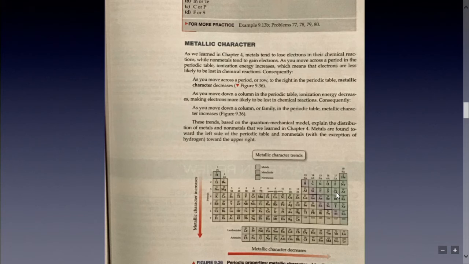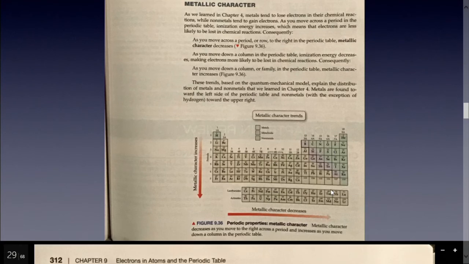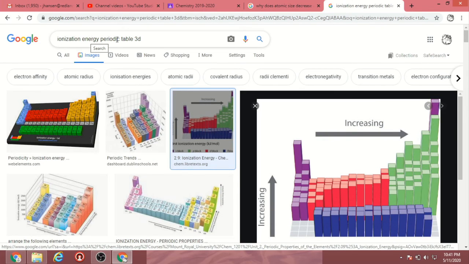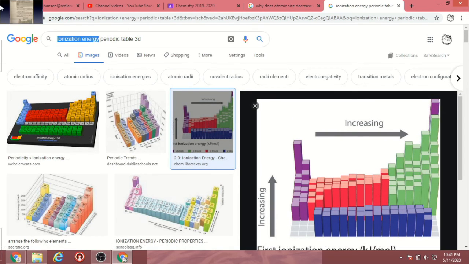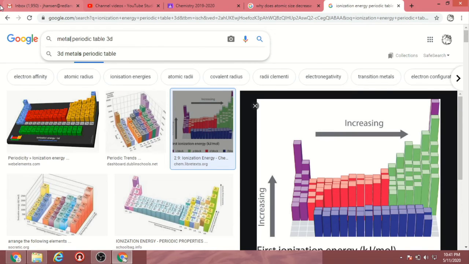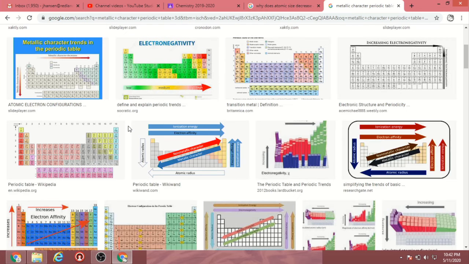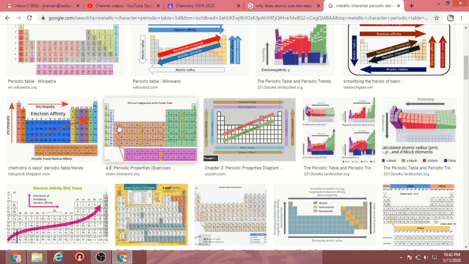Speaking of non-metals, these non-metals don't lose electrons. They gain electrons. But we can still say that they just don't have any metallic character. In fact, let's see if there's a 3D chart. I'm curious what that looks like. Periodic table 3D, we'll say metallic character. Honestly, ionization energy is the one that professionals use. It's way more professional. We don't really talk about metallic character, to be honest with you.